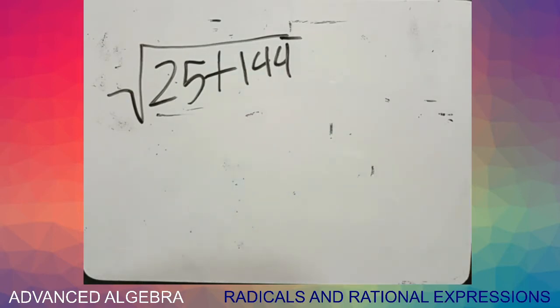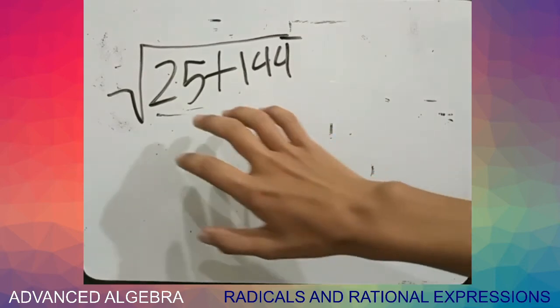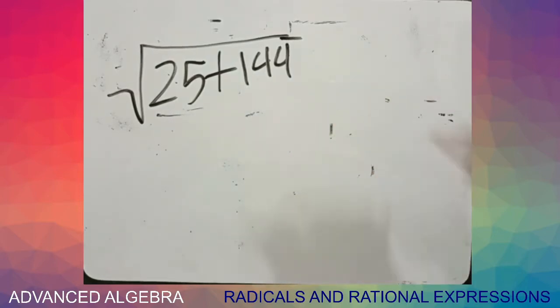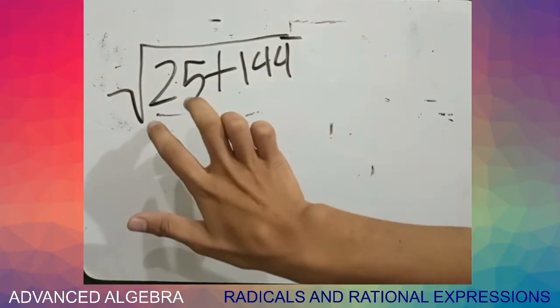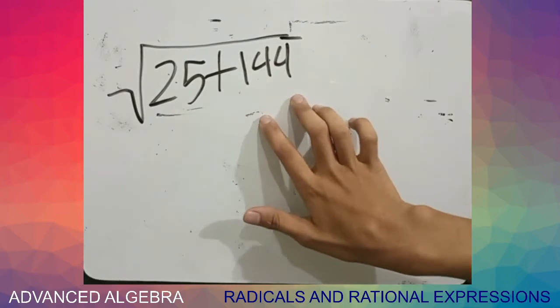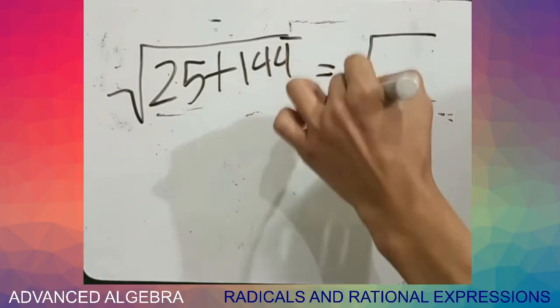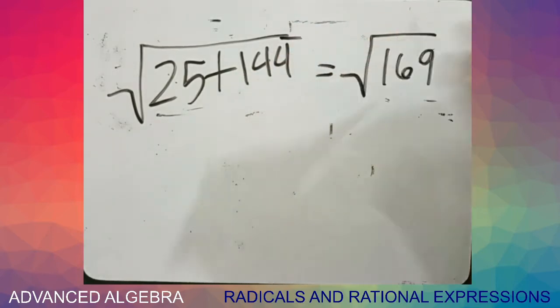Kasi based on the PEMDAS, inuuna muna natin yung nasa loob ng isang grouping symbol like this, radical. So, it is a grouping symbol. Okay? So, kailangan masimplify muna natin yung nasa loob bago natin siya i-square root. So, ibig sabihin, pagpaplusin natin si 25 at saka 144. So, 25 plus 144 is equal to the square root of 169.